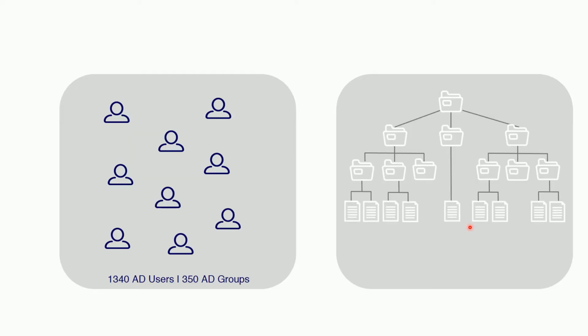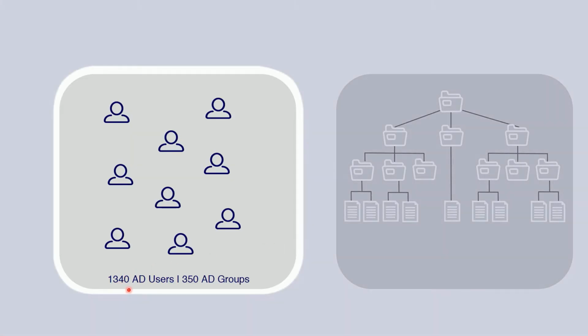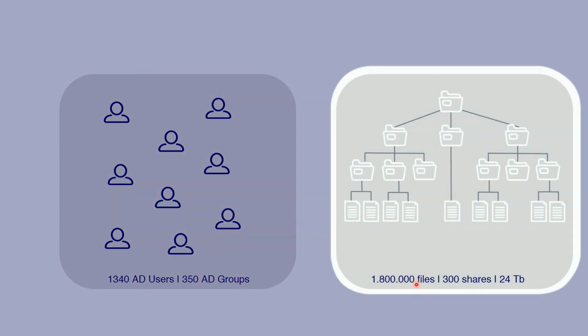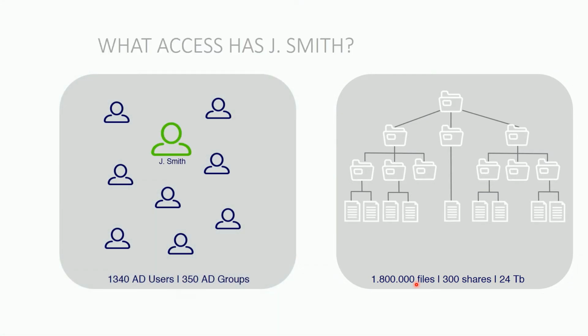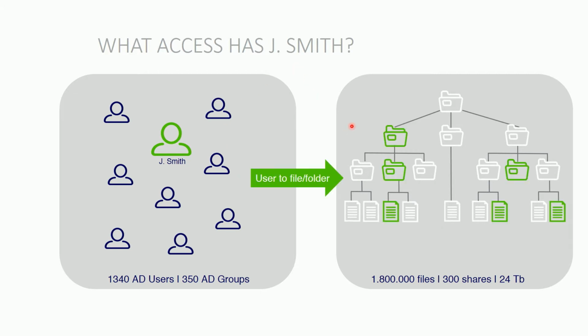The Analysis module combines information from the Active Directory, shown on the left-hand side, and information for the file system, shown on the right-hand side. The standardized reports can easily answer questions such as, what access rights does John Smith have? You can see this with one click. You can easily see all the folders that John Smith has access to, what files and what folders.